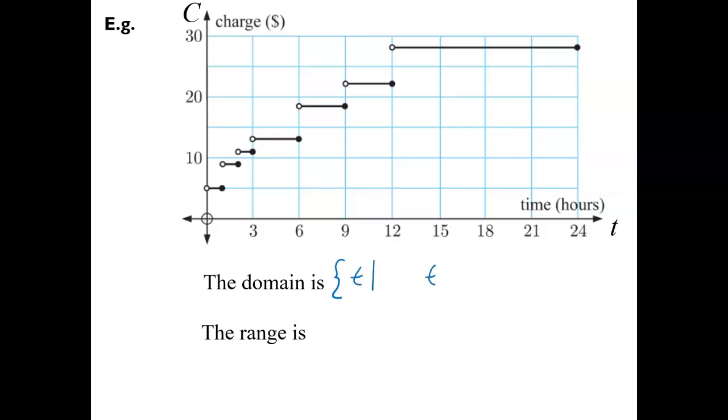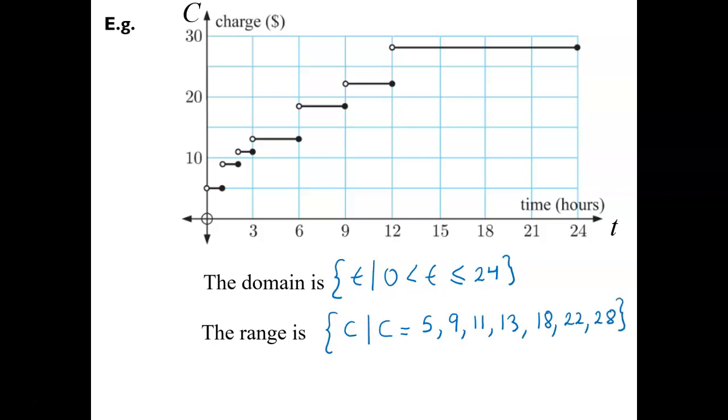Can it be 0? No, there's an open point there, but it can go all the way up to 24, and it can be 24. Next one, range. This time the range, the variable is c. So we must write down c such that. This time we have a discrete set of numbers for c. So we have 5, we have 9, we have 11, 13, 18, 22, and 28.